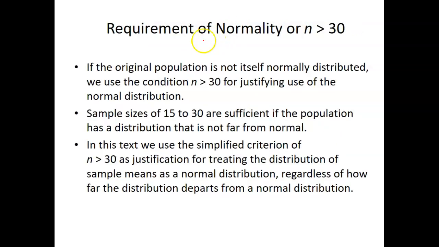Okay, so one thing, if the original population is not normally distributed, we can use this condition that n is greater than 30 to justify the use of the normal distribution. But even for samples of size 15 to 30, as long as they're not far from normal, we're kind of able to go ahead. So this is somewhat of a loose interpretation of this. So when you're looking at maybe a normal quantile plot or a histogram, if they're not perfectly normally shaped or perfectly a straight line, usually it is still enough to go ahead with this process.